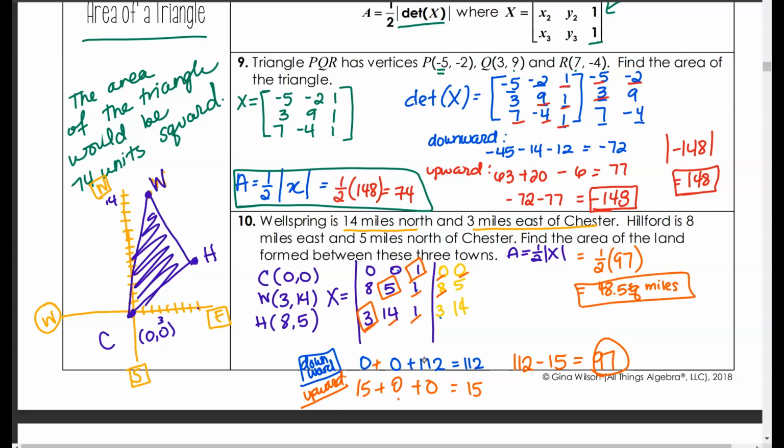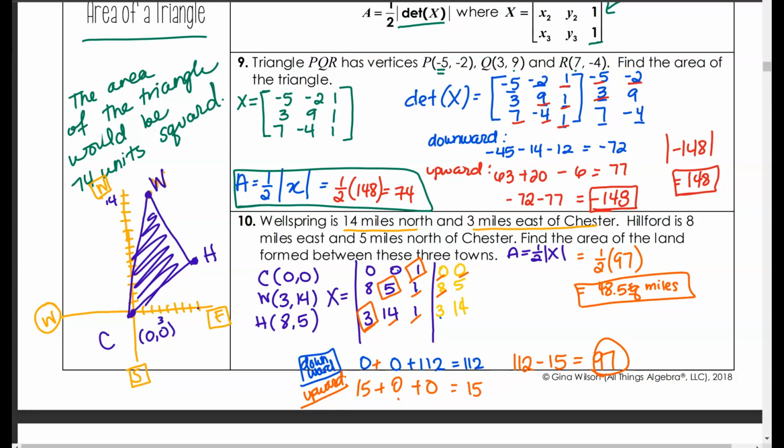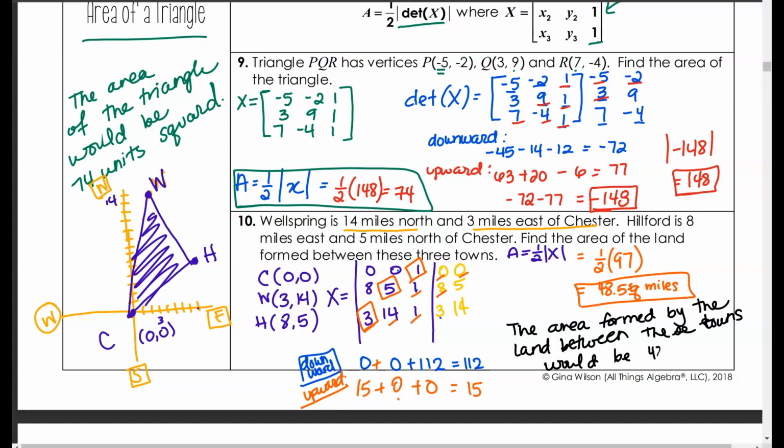Now, I'm running out of space here, but we really should write this in a sentence. Let me come over to black real quick just to finish it off. I'm going to go ahead and erase this right here, and let's just finish it off. So, the area formed by the land between these towns would be 48.5 square miles.